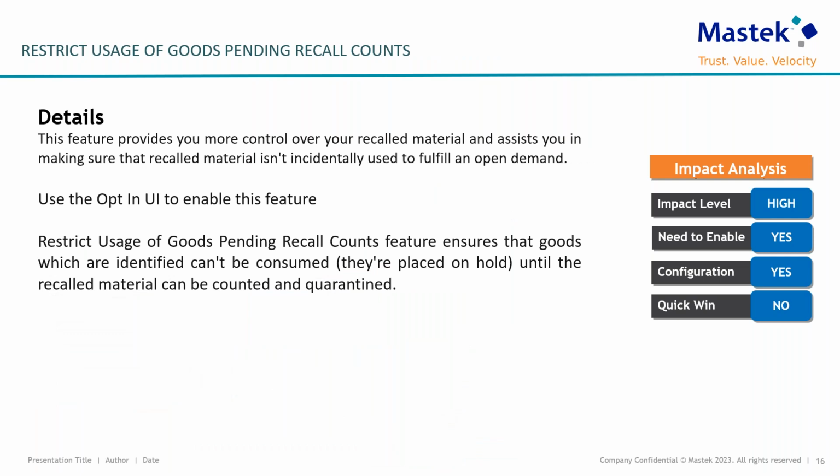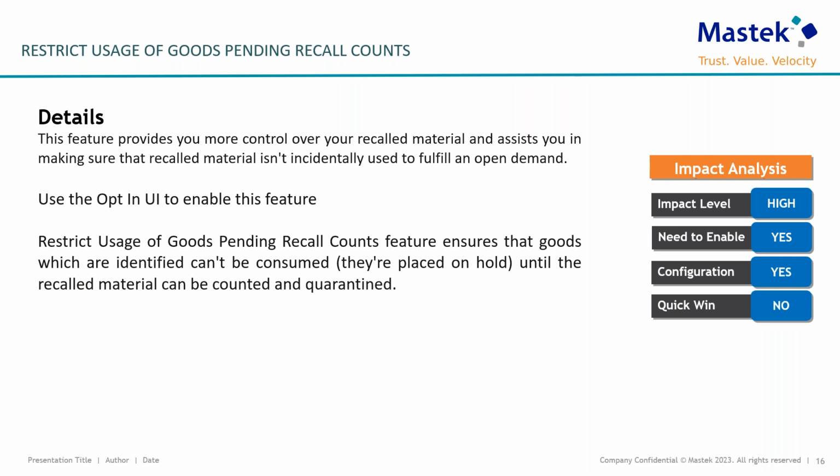The next update is for restrict usage of goods pending recall counts. When your organization receives recall notices from regulatory agencies, manufacturers, or suppliers, it is important to act quickly. We need to find and remove the affected products from circulation as soon as possible. However, sometimes there are delays due to communication issues, lack of staff, or we can say increase in workload. To prevent the accidental use of recalled items, the latest version of the application automatically contains any on-hand goods identified for recall that have not been reversed, reserved, or for an open demand. So as a part of this process, the restrict usage of goods pending recall counts feature ensures that identified products can't be consumed. They are held until the recalled material can be counted and quantified.